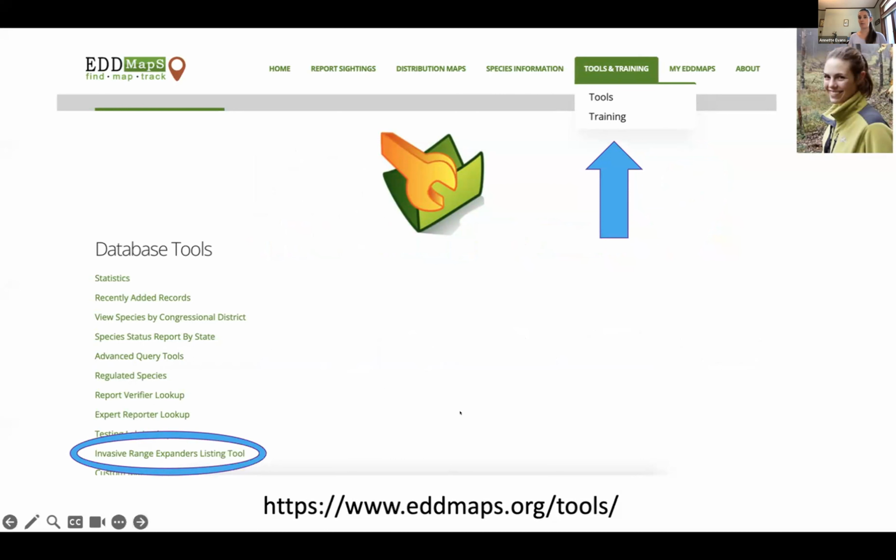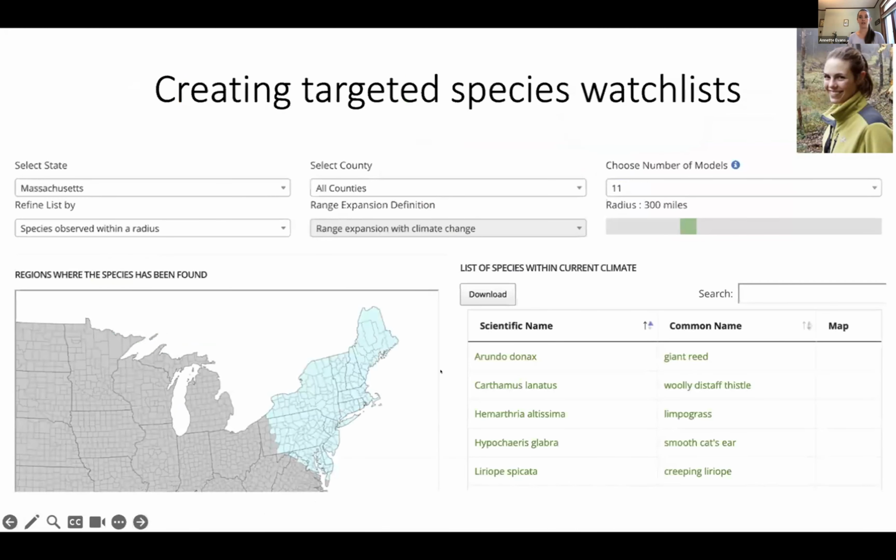So if you go to the EDMAPS website, you can click on this tools and training button at the top, and it will take you to a drop-down list, and you can see here I've circled this range expanders listing tool. And when you click on the tool, it takes you to a page that looks like this. And here you can select the state that you're focusing your management or are mostly working in. If you're only working in a particular county, you can select that from the list, or you can look at all counties. Or you can also select species within a particular radius. So maybe you're also interested in species that might be shared by a neighboring state, for example.